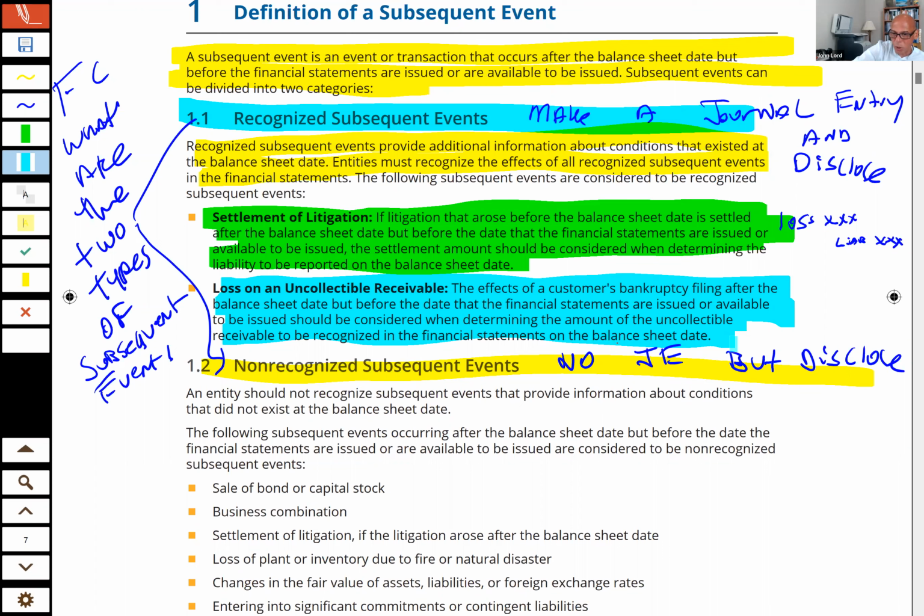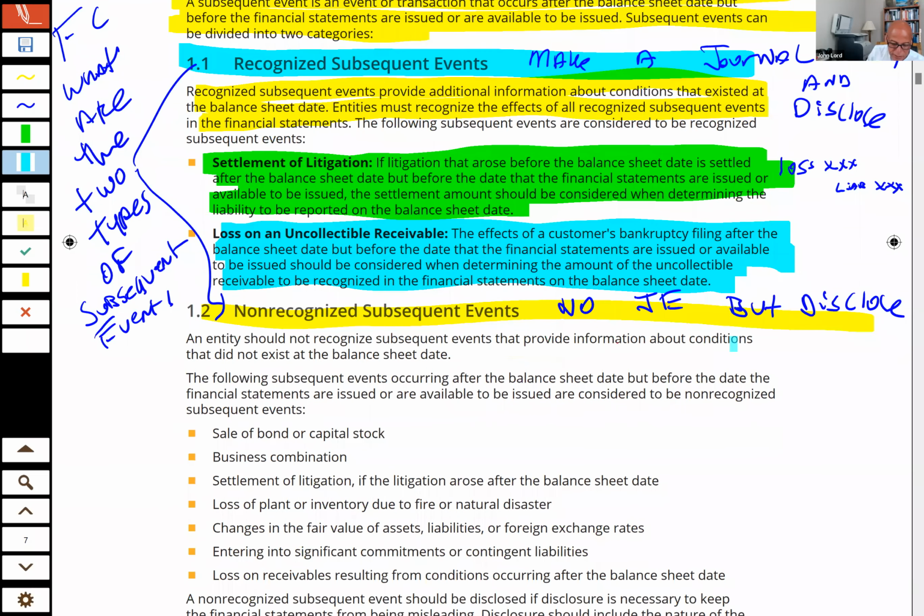No one goes bankrupt overnight, right? So they were already heading towards bankruptcy. The fact that they didn't declare it until after is neither here nor there. And that's a tricky one. You will see questions that will try to pull you into that. So declaration of a bankruptcy after the balance sheet date is a recognized subsequent event.